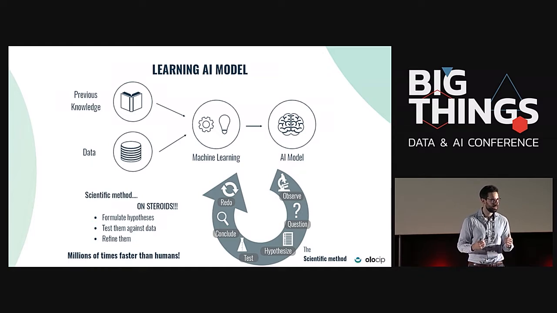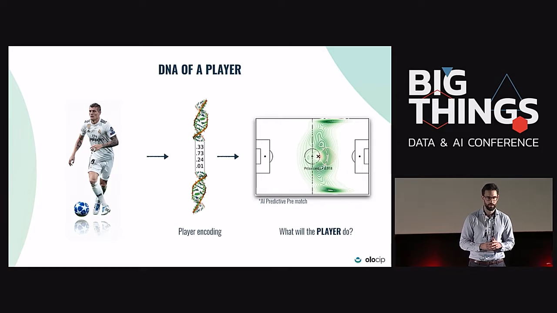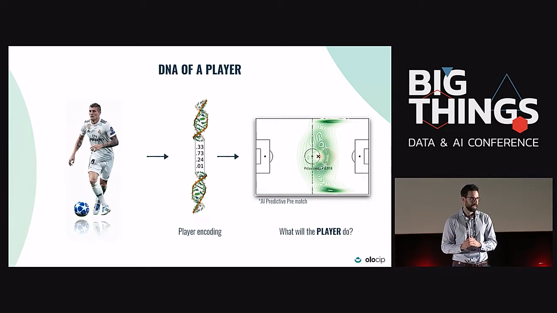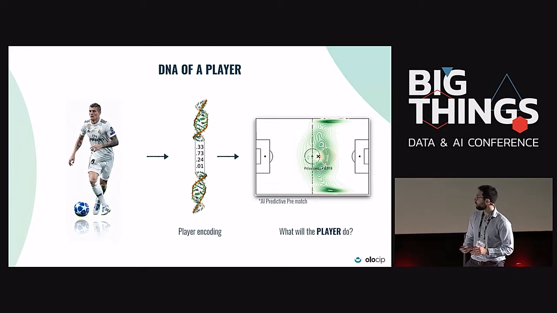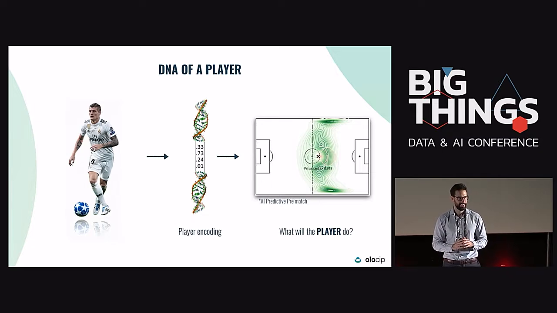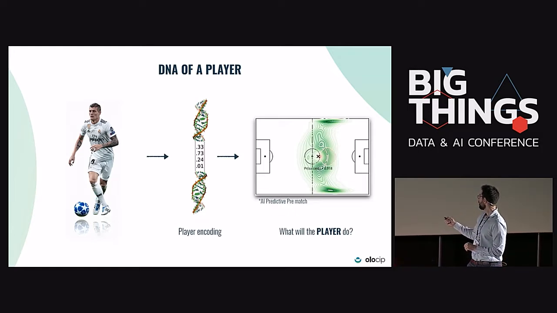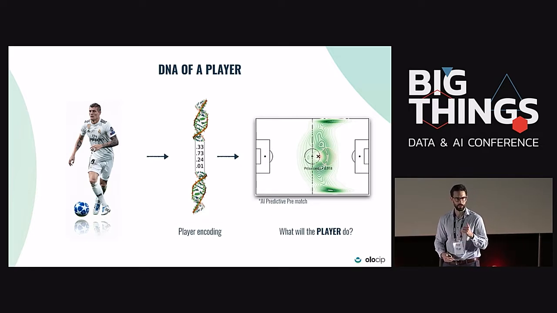But what are our models actually learning? And what can we do? And how can our algorithms represent players and teams in a way that we can later predict their future behavior? So let's take a look at the example of a player. Our algorithm has access to all the actions that a player has performed during his career. So what it does is to encode all of this information into a numerical vector, which we refer to as the DNA of the player. So with this numerical vector, in combination with predictive models, we can later answer questions about what the player will do in new situations and contexts.